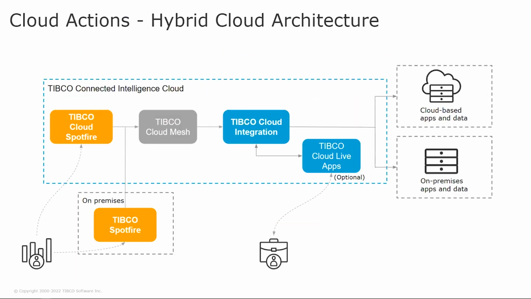The architecture for Cloud Actions is fairly simple. It's a hybrid cloud architecture. Actions can be used in any Spotfire 12 environment, both in the cloud and on premises. This also applies to the systems that your actions can integrate with. TIBCO Cloud Integration, or TCI for short, is the heart of the solution. That's where your custom integration apps are developed, hosted, and run.